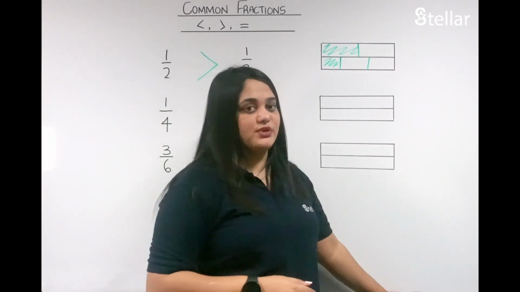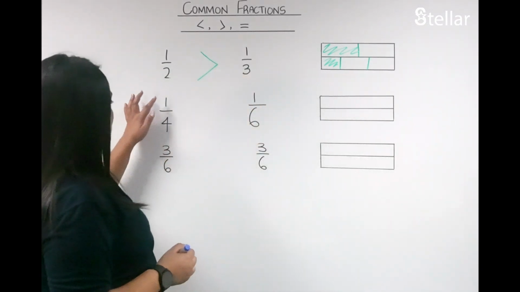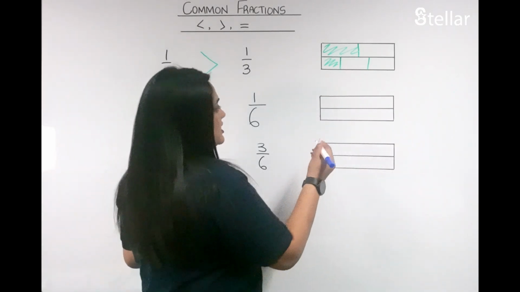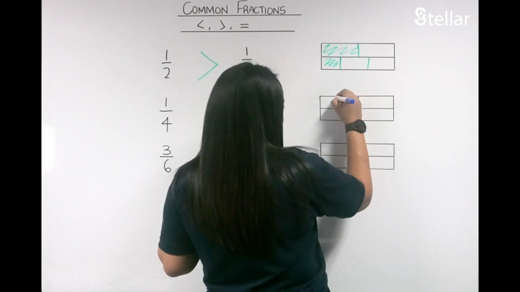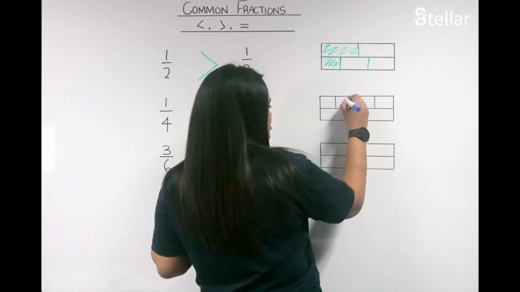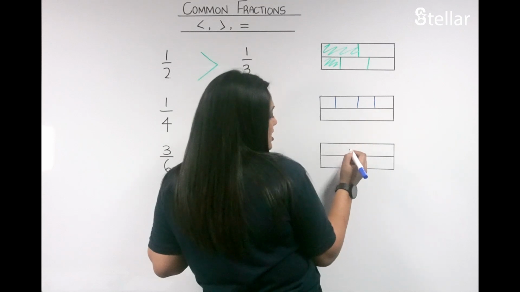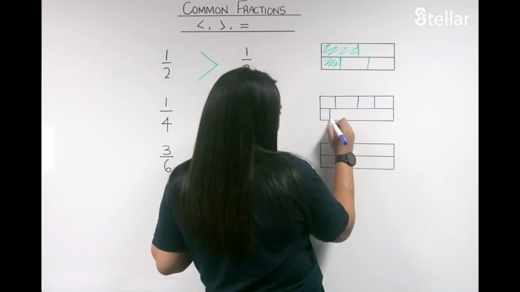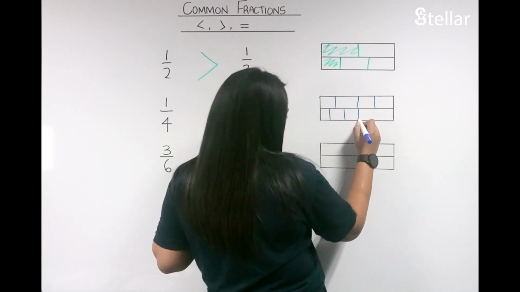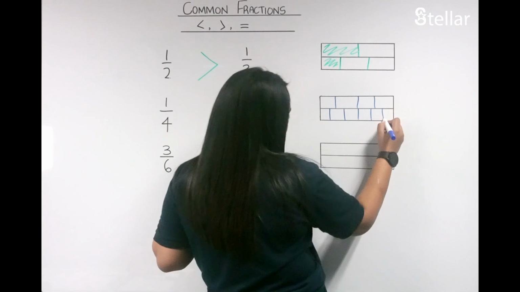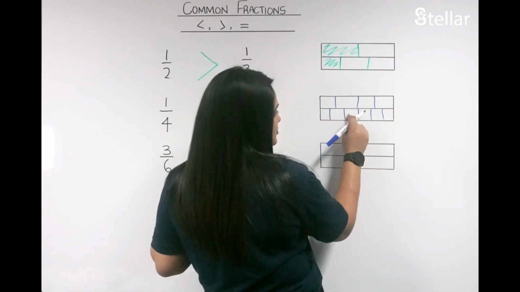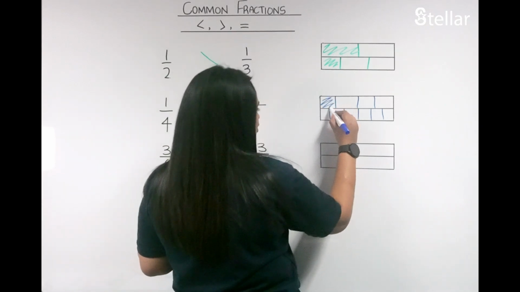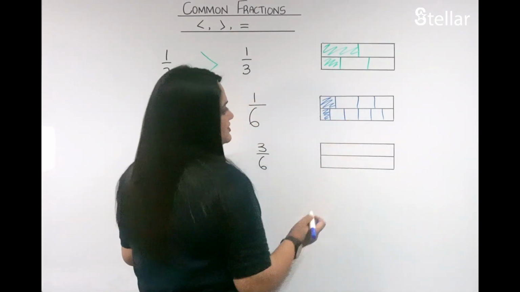The next example. 4 pieces, 6 pieces. Let's look. Let's divide this into 4 pieces. 1, 2, 3, 4. I'll divide the next one into 6 pieces. 1, 2, 3, 4, 5, 6. Here is my 1 piece of 4 and my 1 piece of 6.